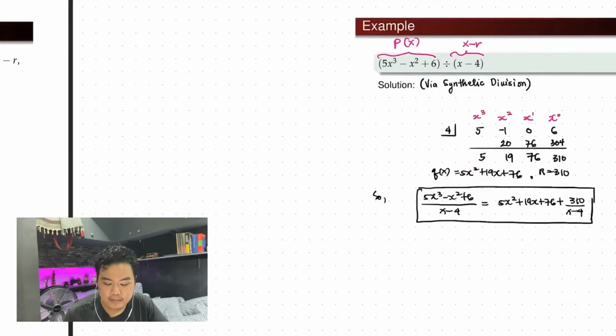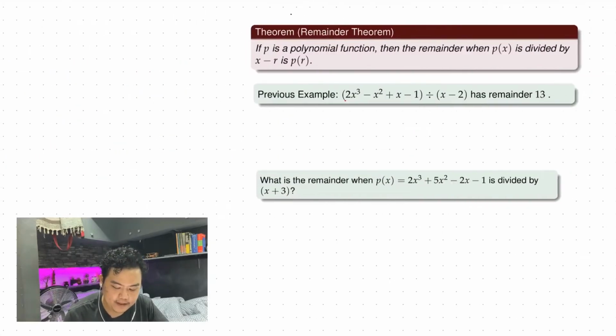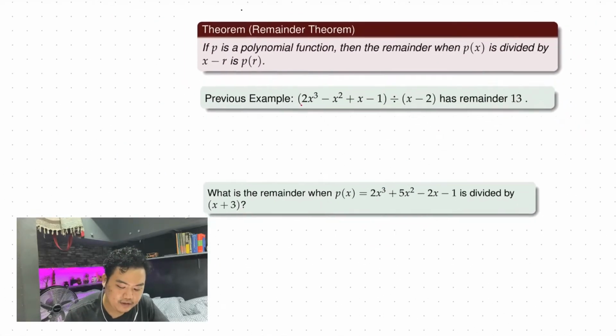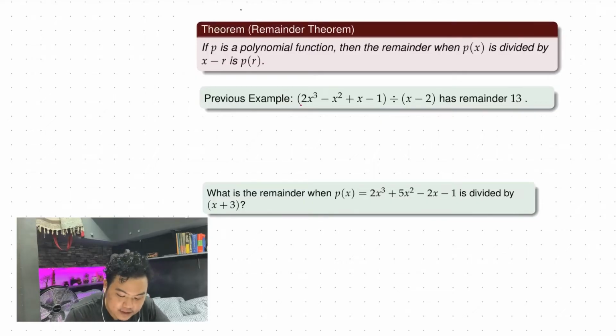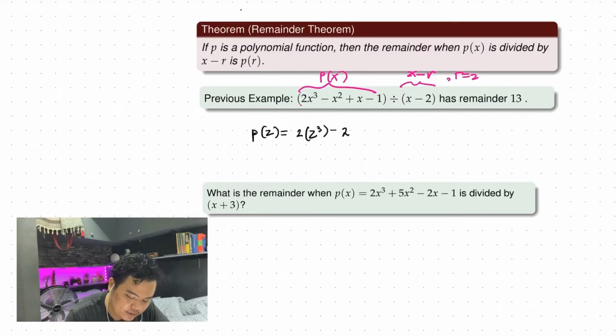So, gamitin natin yung remainder theorem para mahanap yung remainder. To verify lang or to illustrate the remainder theorem. So, this will serve our p of x. And this is x minus r. So, ang r natin is 2. So, ang remainder is p of 2. What is p of 2? Twice ng 2 cube minus 2 square plus 2 minus 1, which is 16 minus 4 plus 2 minus 1. Yes, 13 nga.